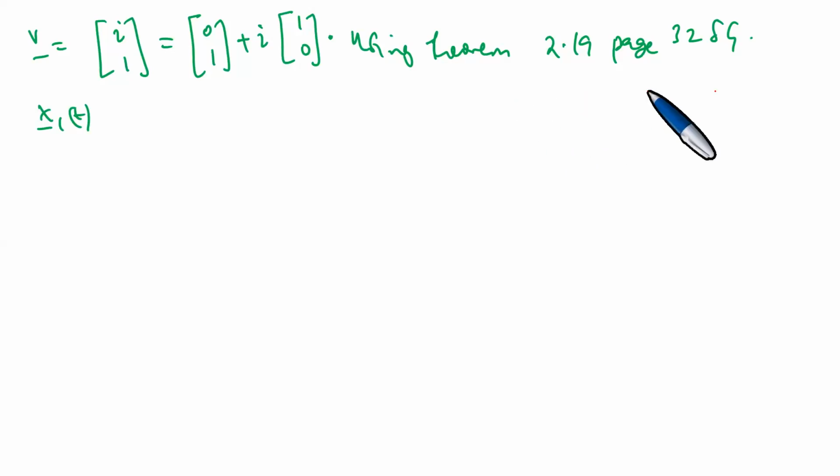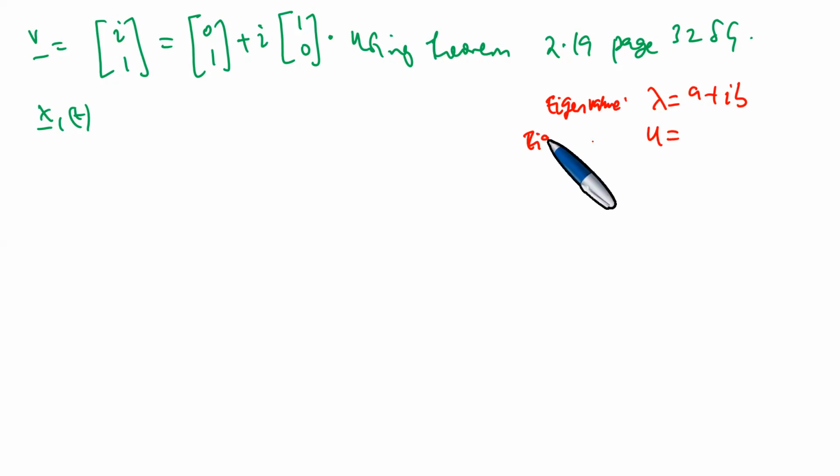Okay, the theorem says lambda is a plus ib. The eigenvector, so this is the eigenvalue. The eigenvector is v plus iw. Then it's x1 of t. So the solutions are two of them. So this is e to the at. I'm just writing down theorem 3.19, right?